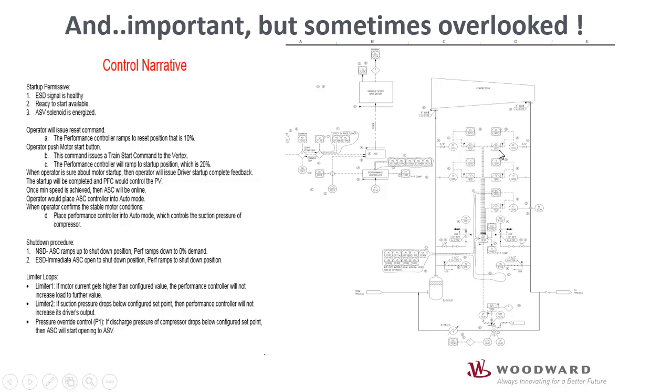As you can see on your right hand side, this PNID reflects the location of the flow measuring device, whether it is in the suction side, meaning the suction of the compressor, or in the discharge side. In this PNID, you can see the flow measuring device is located in the discharge side of the compressor.